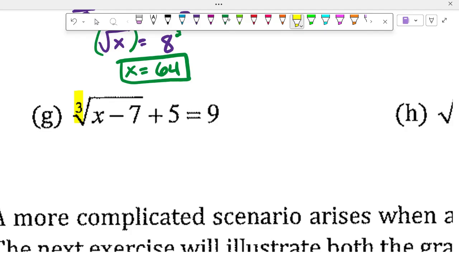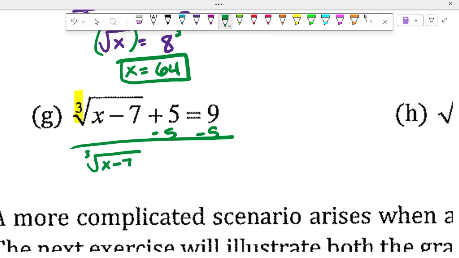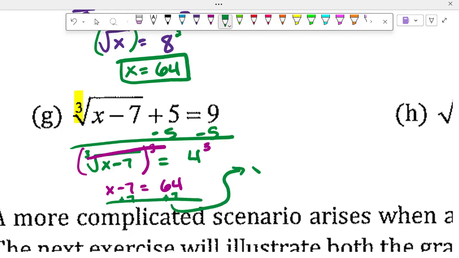All right. So my first step would be to subtract the 5. So I get the cube root of x minus 7 is equal to 4. Then I would take the cube of both sides. So the cube root and the cube cancel out, so I'm left with x minus 7. And what's 4 cubed? 64. And then my last step is to add the 7. So x is equal to 71.